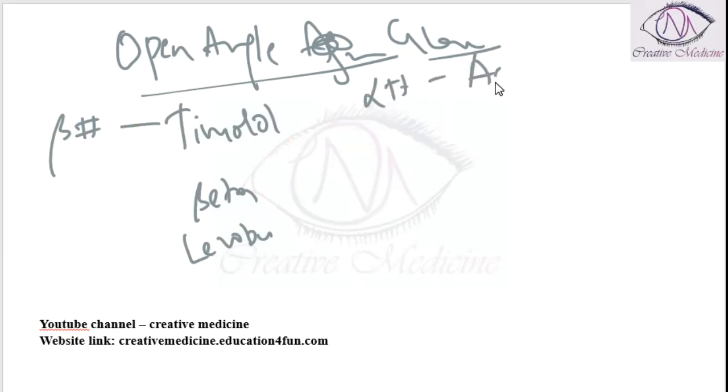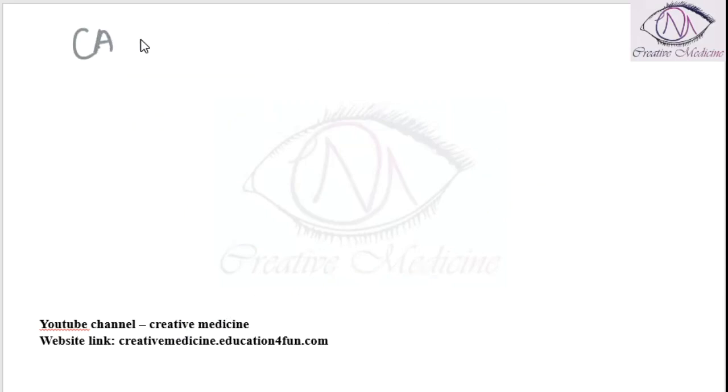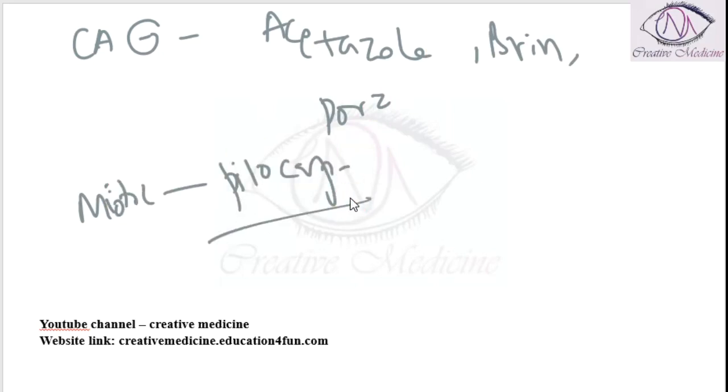Adrenergic agonists like adrenaline, dipivefrin, apraclonidine, or brimonidine can be used. Prostaglandin analogs like latanoprost are used for open angle glaucoma. Then we have carbonic anhydrase inhibitors like acetazolamide, brinzolamide, and dorzolamide. Whereas miotics like pilocarpine are also used.